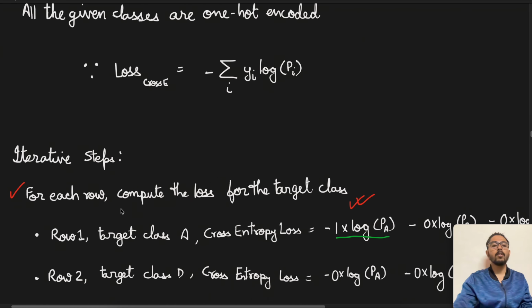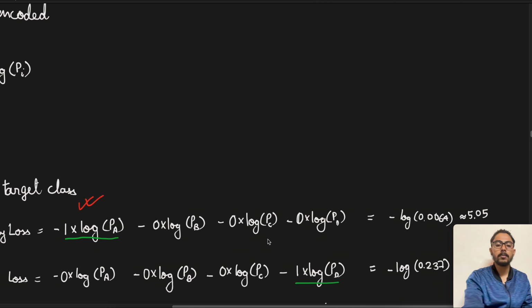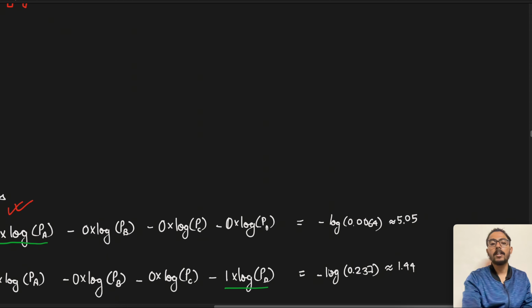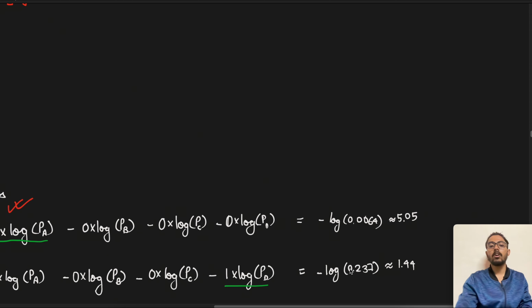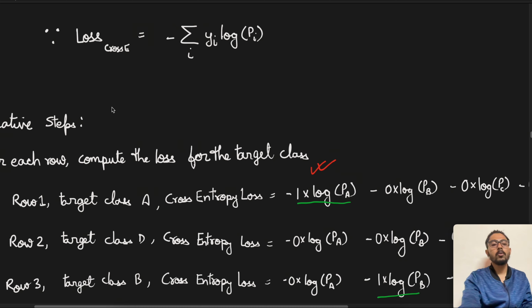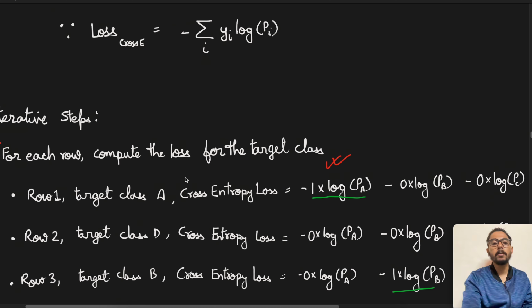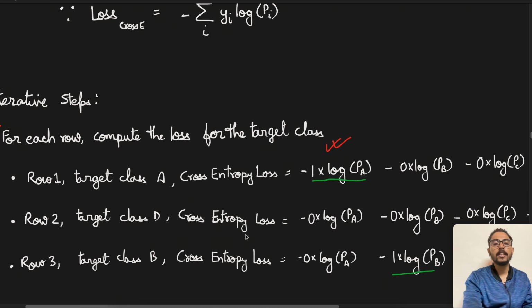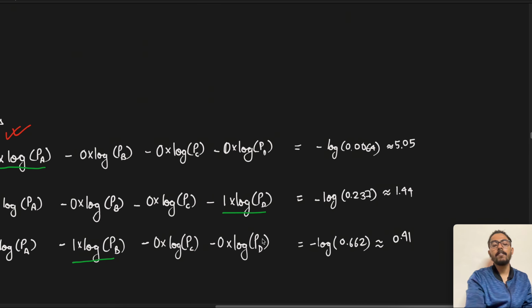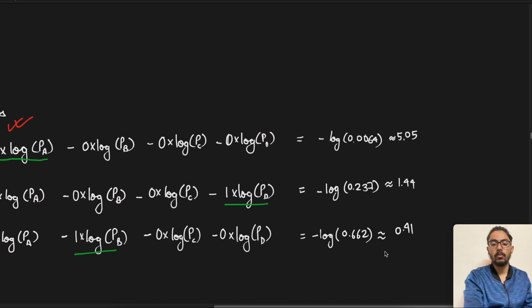Next we do that for the second row. Here the target class was D, so the cross entropy loss will be similarly found where all the coefficients are 0 except for the coefficient of D. So we calculate minus of log 0.237, which comes out to be 1.44. Next, for row 3 the target class is B as given in the question, and only that coefficient will be 1. Similarly, we find that it comes out to be 0.41.